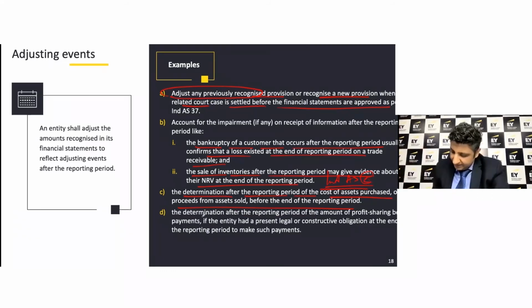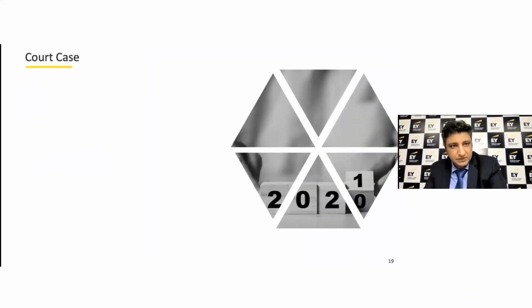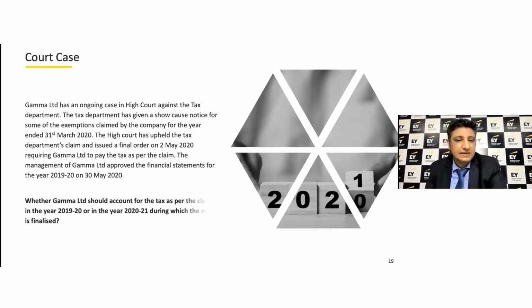Similarly, you may have instances like determination of the reporting period of the amount of profit sharing bonus payments, if there is already a legal or a constructive obligation on the entity, right? This is something which is covered by Ind AS 37 categorically, about the legal or constructive obligations. You'll get to know about it from those context purposes, right? Let's have a scenario where we can try and understand this better, whether it connects with the thought process.